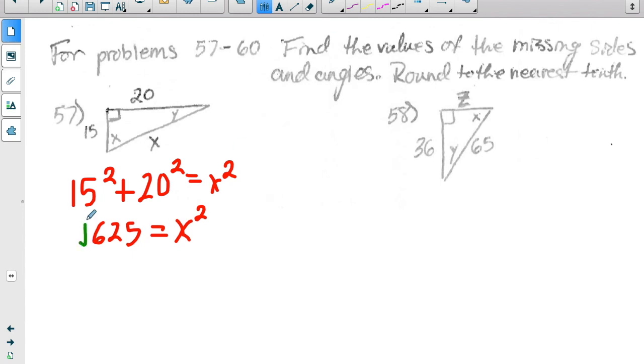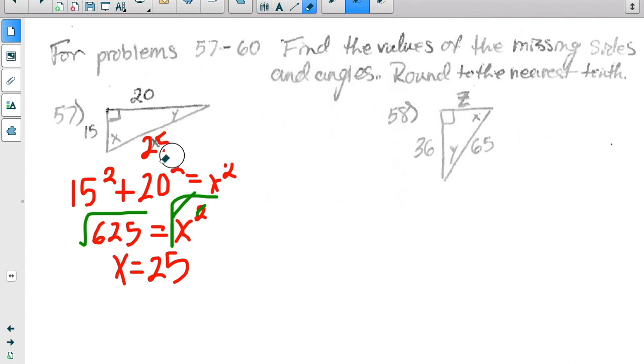Now to get x by itself, or get the hypotenuse, we have to square root both sides because the square root and square would cancel. And so at this point here, we take the square root of 625. And the square root of 625 works out to be 25. So x is equal to 25. So the value of the hypotenuse is 25. And that's the first real thing we need to do for these here.